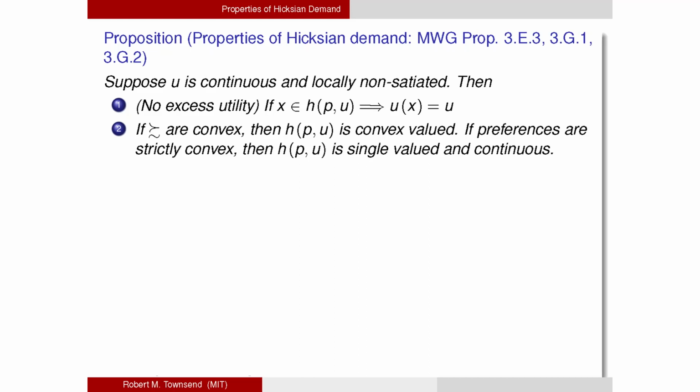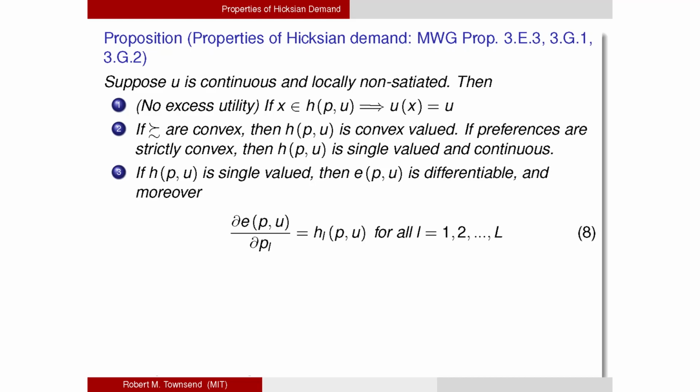But if preferences are strictly convex, then this H function is single valued and continuous. So here is where the strict convexity of the preferences comes in, which we're going to get again in 4. 3 says this Hicksian demand is single valued.